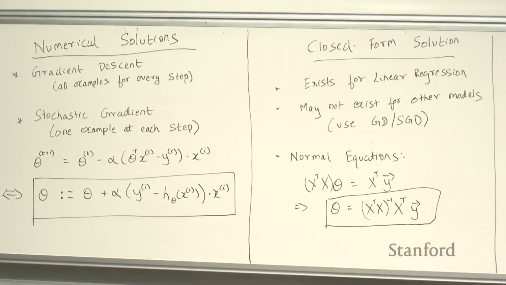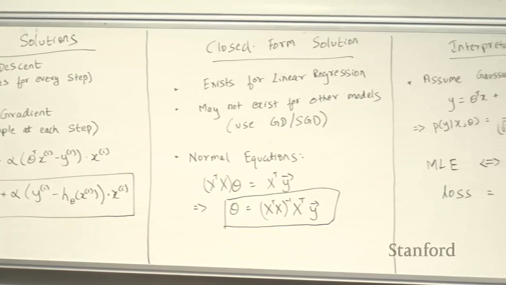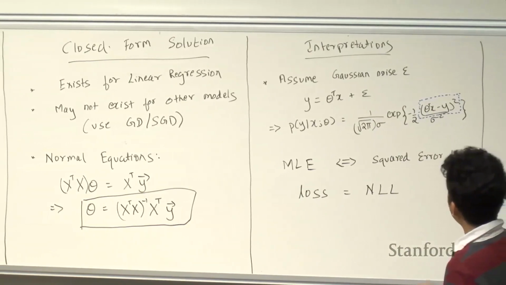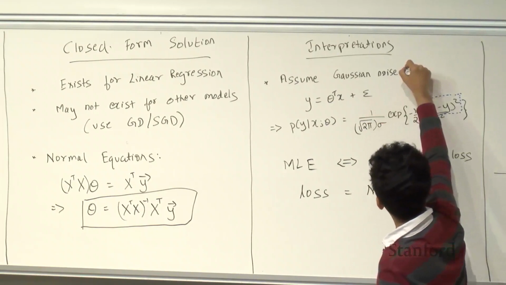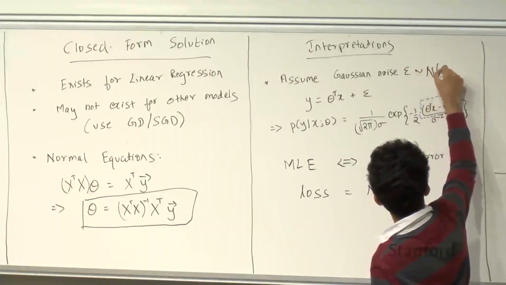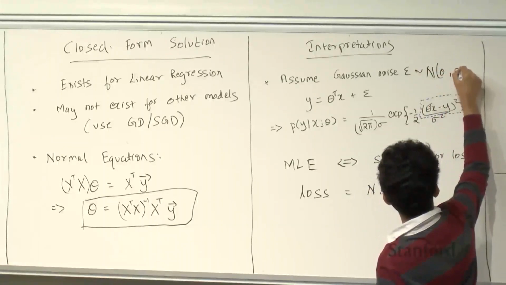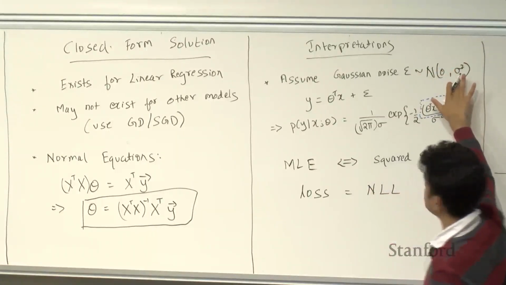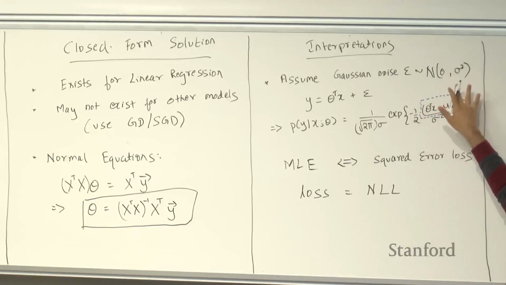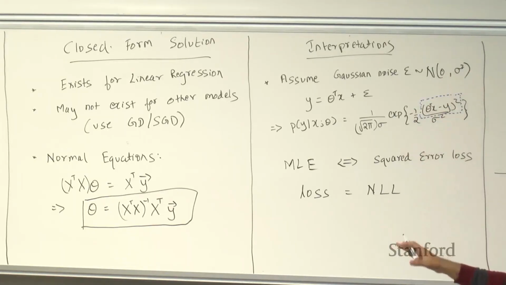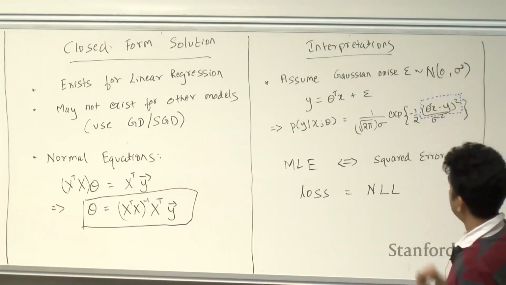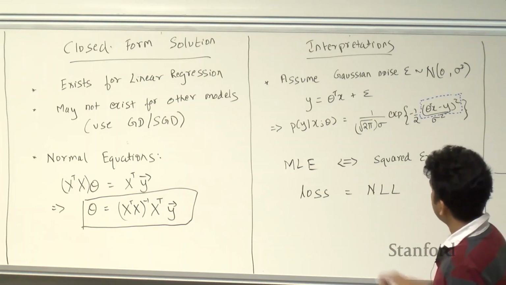Okay. And we also looked at a couple of interpretations of linear regression. The first is if we assume a Gaussian noise for each example, which has mean 0 and some constant variance sigma square, which actually does not matter for our calculation because we assume it to be a constant. It could be a big variance, small variance, it doesn't matter. As long as it's a constant variance for all examples, we are good.